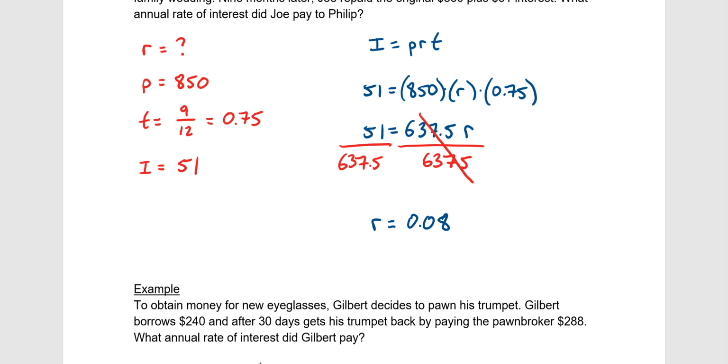So that's the interest rate, but we want this as a percent. Move the decimal 2 to the right, which is essentially multiplying by 100, and we get 8%. So R, the interest rate, is 8%.